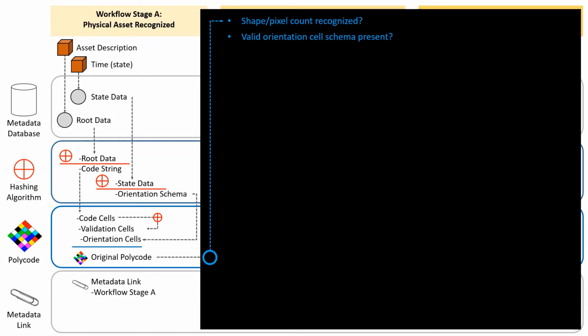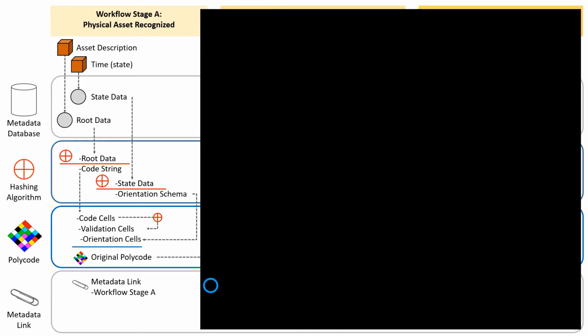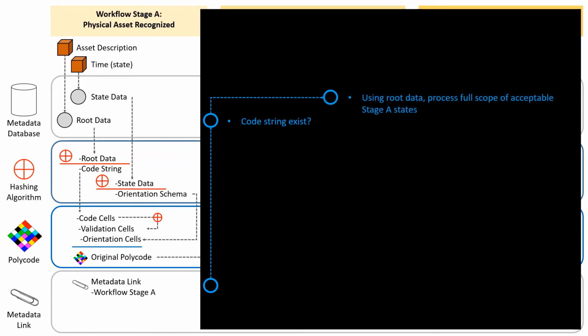If a valid orientation schema is found, the device next runs the associated validation checksum, and if the code passes as authentic, the device will submit the code string as a metadata link. If an entry exists in the database under that code string, the root data describing the asset is then accessed. The device does not directly know the critical state data, such as the time of this workflow stage, but it knows a defined range of what that data must be if the integrity of the overall process has not been compromised. For example, if the time sensitivity of the process requires that this quality checkpoint be within 5 minutes of the original process, then there are only 5 minutes worth of values in that acceptable scope for stage A.